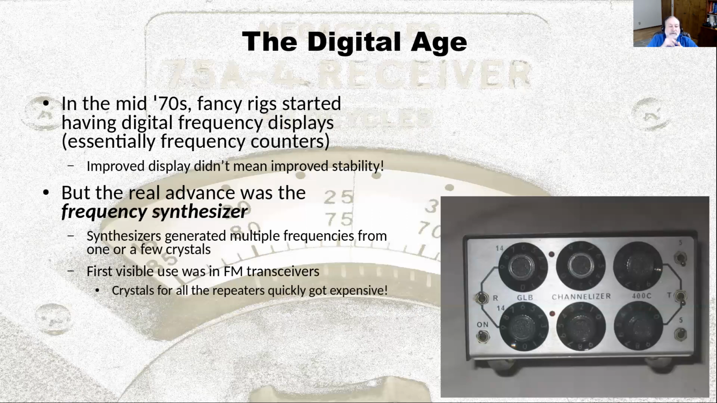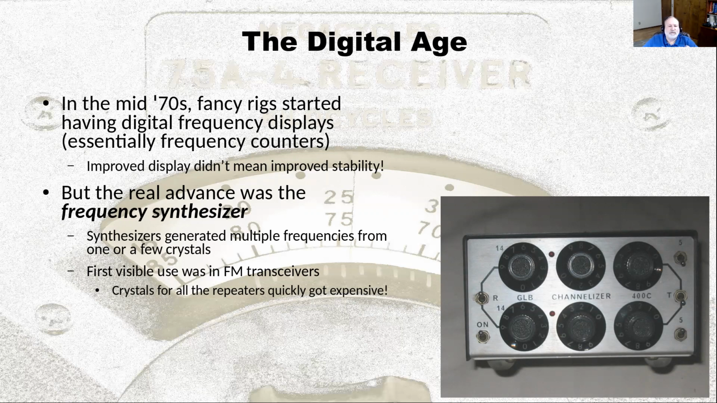Now, getting back to ham radio again, in the mid 70s, fancy HF rigs started to have digital frequency displays, which are really frequency counters with a crystal reference that counted the number of cycles of the VFO and of the other oscillators in the radio and mixed them together and displayed the tuned frequency. Now, this gave us better precision and perhaps better accuracy, but did not improve the stability. We still had a VFO that might drift. So the digital display was neat, but it wasn't a game changer.